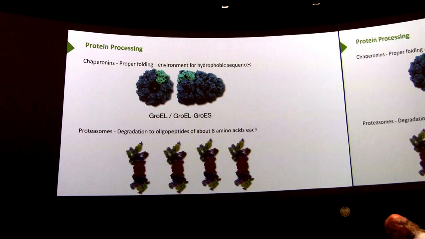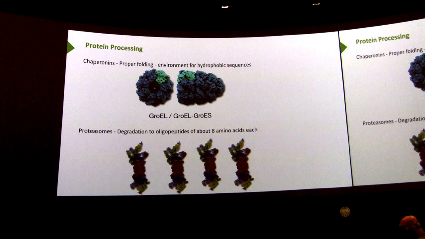Last time I finished talking about the processing of proteins. And I described to you how chaperonins are important for helping proteins to fold properly. And I said it wasn't something that every protein needed, but that it was very beneficial for the folding of some proteins. On the other side of the protein equation, we think about breakdown of proteins.